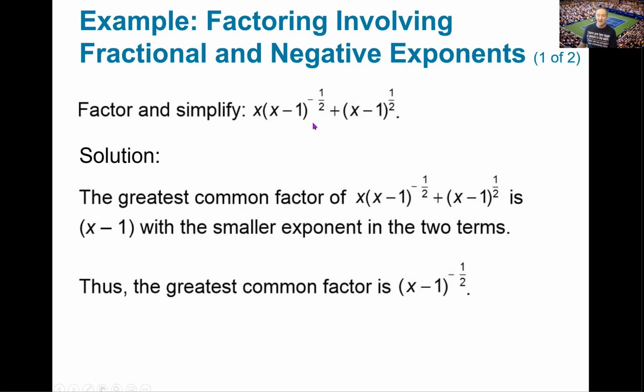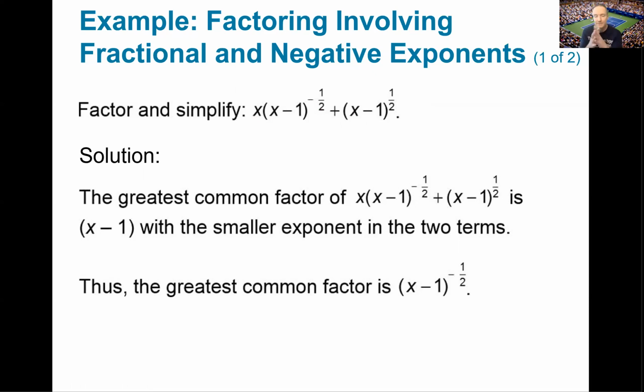It's x times the group x minus 1 to the negative 1/2. That's all my first term. Your second term is this group right here, x minus 1 to the 1/2. So then it becomes a matter of saying, well, what does this term and this term have in common? And it's obvious. They both have in common the group x minus 1.